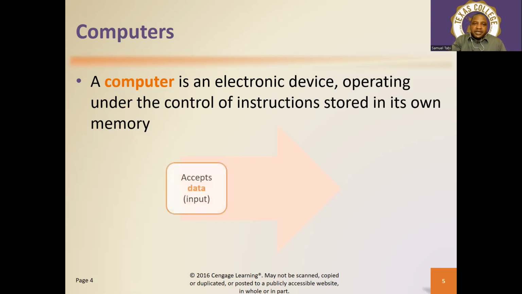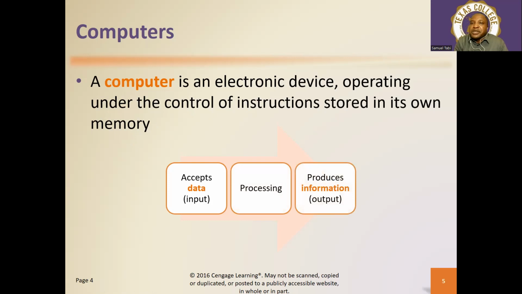As a result of the ability of a computer to operate or function based on the control of instructions stored in its own memory, a computer can accept data, and after it has accepted the data, it will process or transform the data into some output or result, which is commonly referred to as information. So what that tells us is that one of the main jobs performed by computers is that of processing or transforming data into information.